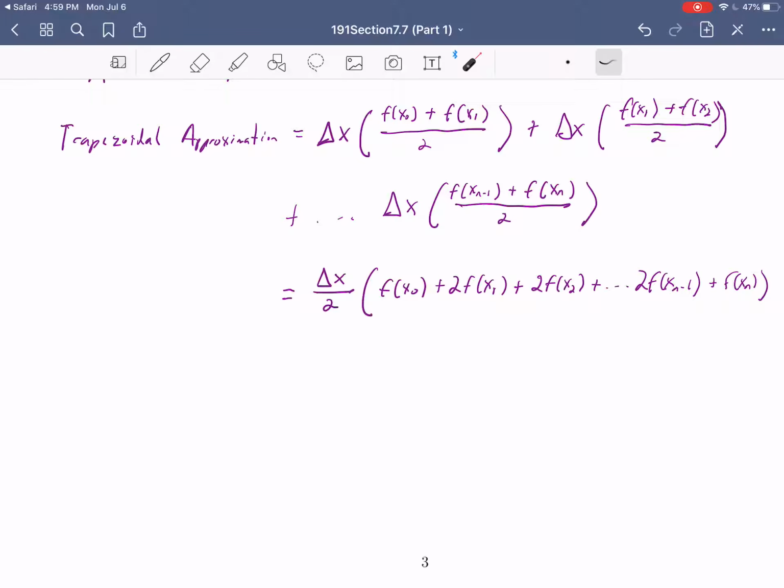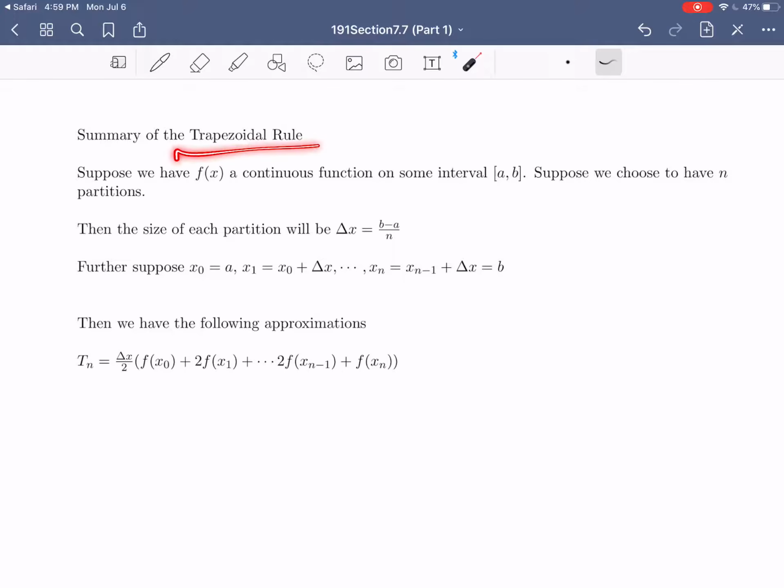So let's summarize this trapezoidal approximation. This is a summary of the trapezoidal rule. Once again, f of x is continuous on some interval a to b. We have n partitions. The size of each partition, delta x, is b minus a over n. We suppose we have the same setup where x sub 0 is a, each one is delta x further, and the last one is x sub n equal to b. Then the trapezoidal rule with n partitions says we should take delta x divided by 2 and multiply that with f of x sub 0 plus 2 f of x sub 1 plus dot dot dot 2 f of x sub n minus 1. So everything in the middle gets a factor of 2, and then f of x sub n.